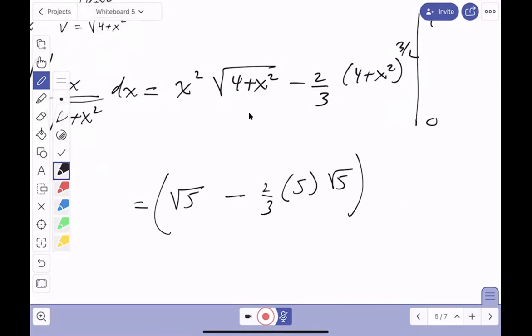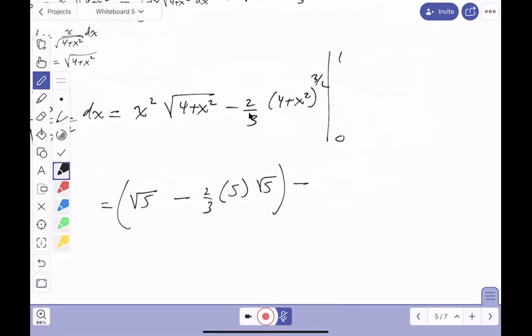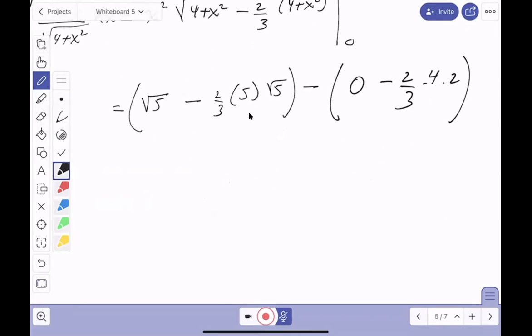And now I'm going to do the lower limit, minus, well, it's going to get tough. 0 minus 2/3. And that'll be 4 to the 3/2, because if x is 0, you get 4. 4 to the 3/2 is going to be 4 times 2. It seems like some work over here. So let's put this down.